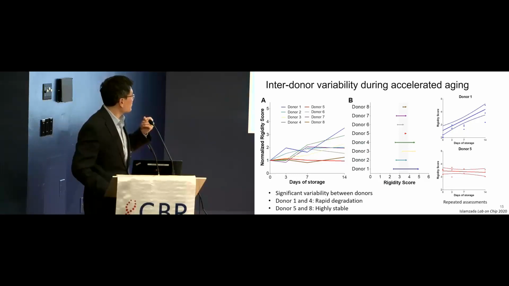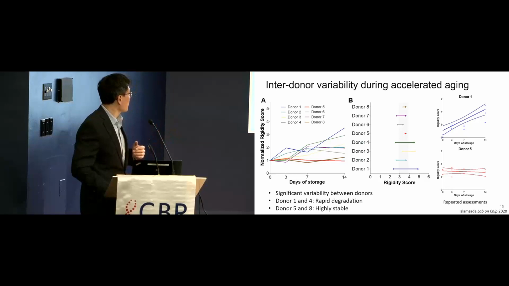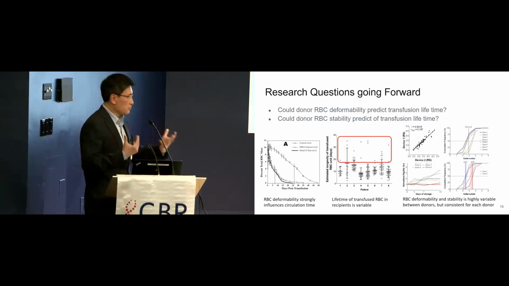This is the same data, just plotted in a different way. You can see from the arrows that for some donors there's a big change over time, but for others there's not. For some donors we can get repeated assessments, and we can see that the general trend seems to be preserved across donors. What this is building towards is that perhaps we can use red blood cell deformability as a way to screen donors, to identify those donors that can somehow produce cells that have a longer lifetime.